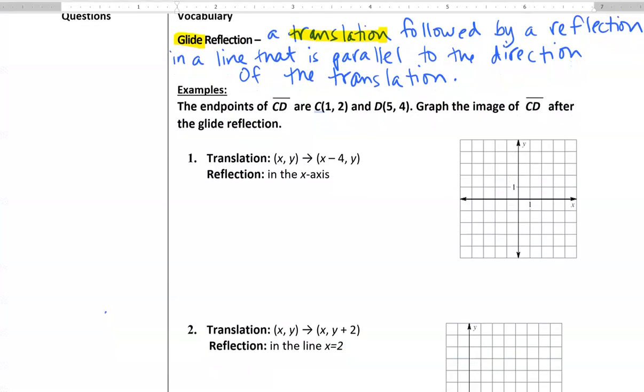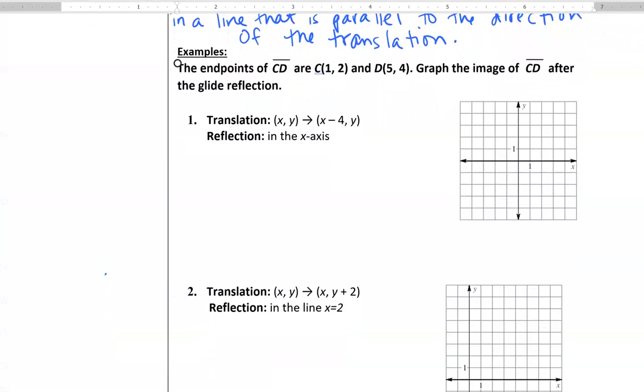Okay, example 1 says the endpoints of segment CD are (1, 2) and (5, 4). Graph the image of segment CD after the glide reflection. So I have two things I'm going to do. I'm going to do a translation and then a reflection. Let's go ahead and plot these 2 points, and I'll do this in multiple colors. So (1, 2), and then (5, 4). Okay, so I have C and D. I'm going to name them without primes because it's the preimage.